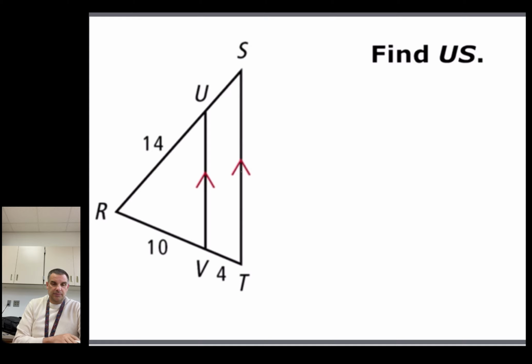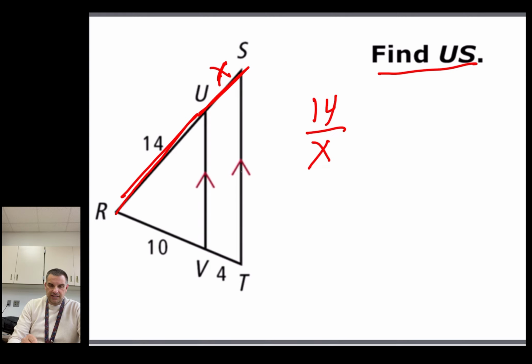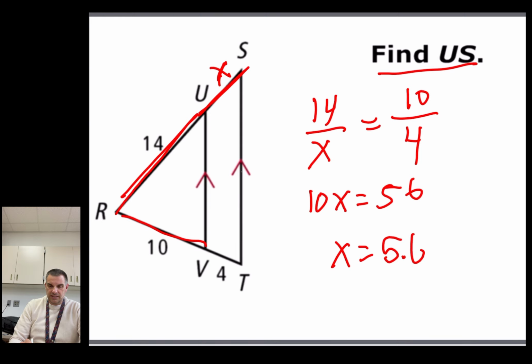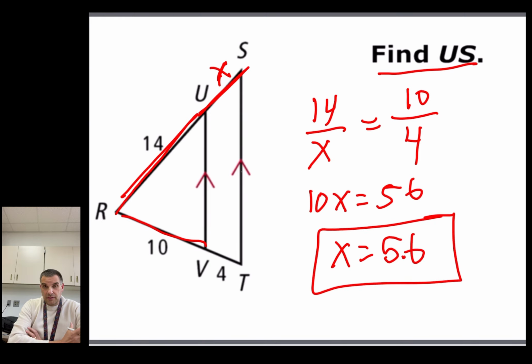Okay, let's look at a second example. So given this triangle, there are our parallel lines. It wants us to find US, which is that distance right there. So I'm just going to put an X there. So the ratio is part to part, so 14 over X. The 10 goes along with the 14 over the 4. So 10x equals 14 times 4, which is 56. So x is equal to 5.6. And there's nothing wrong with those types of answers.